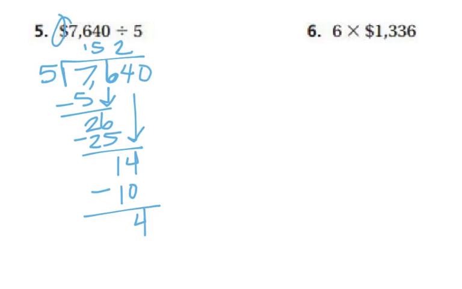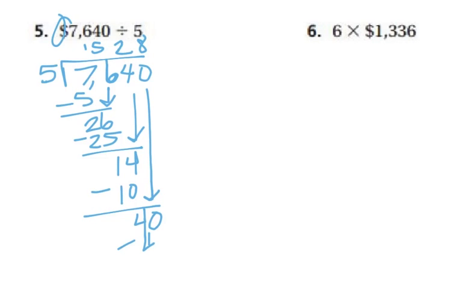Alrighty. After I subtract, the next step is to bring down. I bring down the very next digit, which is a 0. Start the process over. I ask myself, self, how many times is 5 going to 40? And then myself responds, hey, 5 goes into 40 8 times, because 5 times 8 equals 40. So I write my 8 up top.